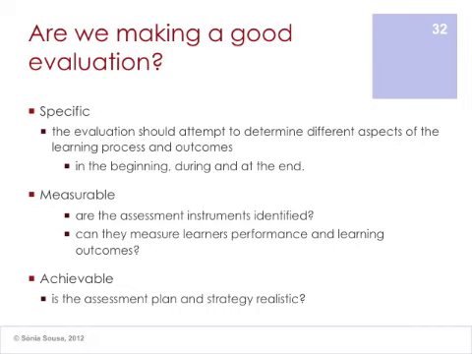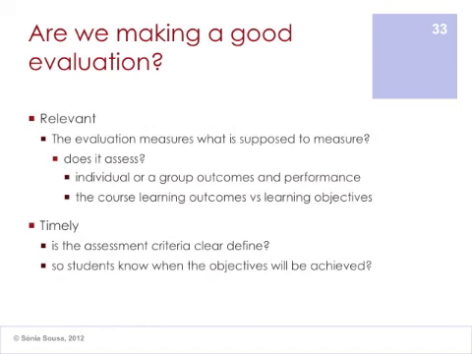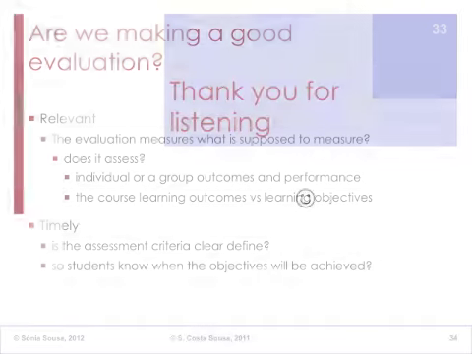By achievable, we mean that we need to answer the question: is the assessment plan and strategy realistic? By relevant, we mean, does the assessment plan and strategy assess learning, performance, and outcomes according to the course learning objectives initially described? By timely, we mean, is the assessment criteria clearly defined so students know when the objectives will be achieved? And that's all.